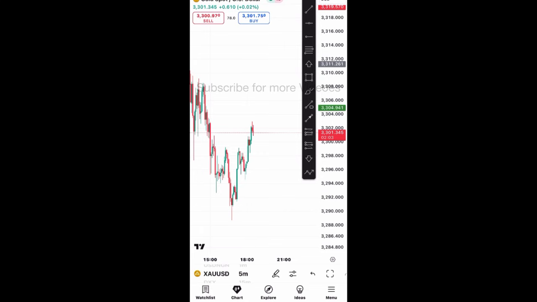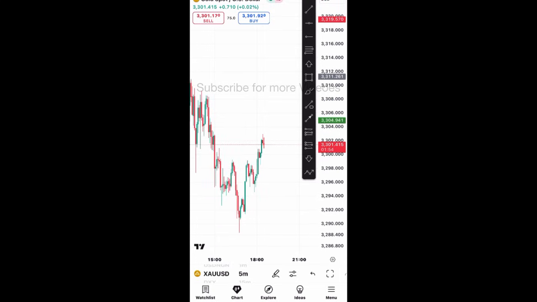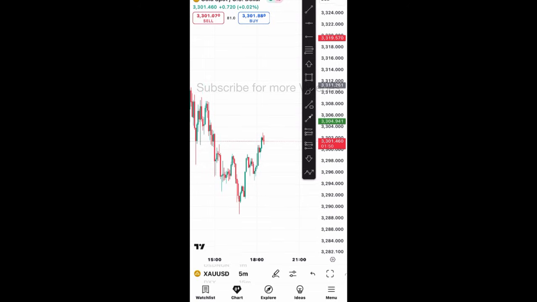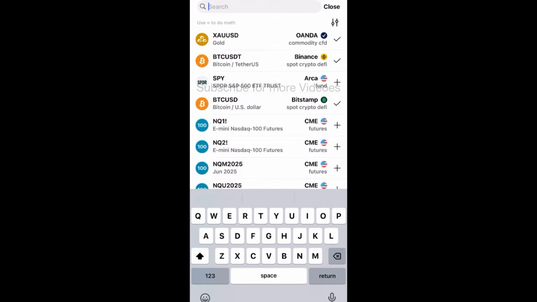So right now, I'm going to show you guys how you can place a trade. Now, this is TradingView on my smartphone. Many of you are going to be placing trades and analyzing on your smartphone. This is XAUUSD. We are on the 5 minutes time frame. If you tap on this 5 right now, you can change the time frame here. And if you tap on gold, you can check whatever charts you want to check.